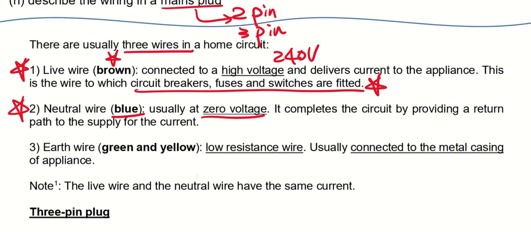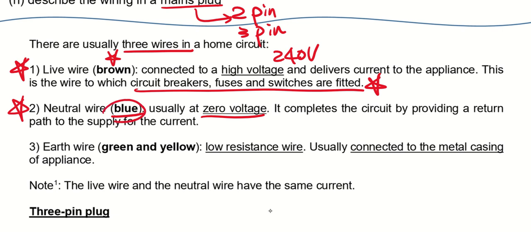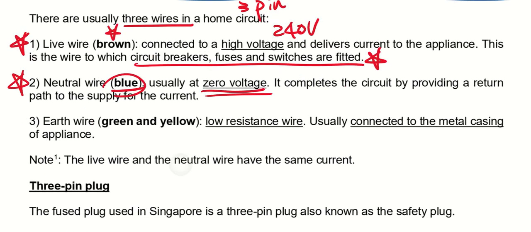What is meant by neutral wire? You will have to say that it's a blue wire, usually at 0 voltage, and completes the circuit. Last one is the earth wire. It is green and yellow. Now, what is this earth wire? It is a low resistance wire and usually connected to the metal casing of appliances.